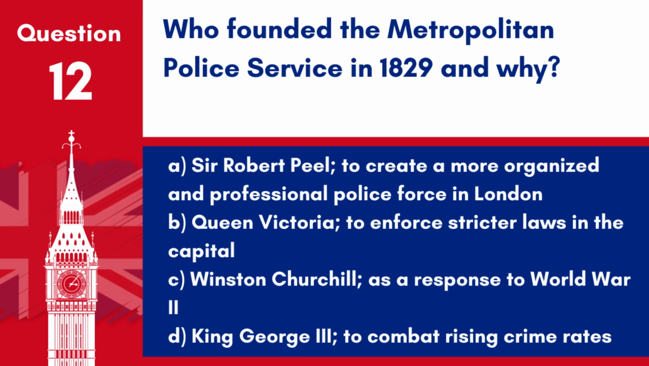Question 12. Who founded the Metropolitan Police Service in 1829 and why? A. Sir Robert Peel, to create a more organised and professional police force in London. B. Queen Victoria, to enforce stricter laws in the capital. C. Winston Churchill, as a response to World War II. D. King George III, to combat rising crime rates.